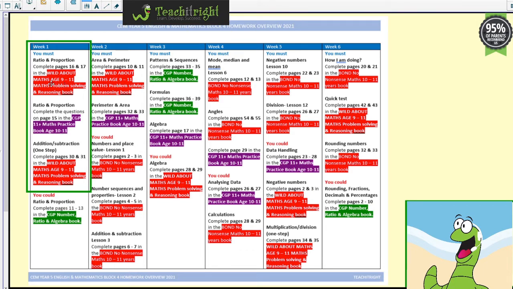Now, I'm probably going to do these in the order where I'll go through first off the ratio and proportion questions on 16 and 17, then, because it's in the same booklet, the Wild About Maths questions on pages 30 and 31, and then I'll go through this middle section here, which is the CGP book, again with more practice questions on ratio and proportion. So I'll do it in a slightly different order just so we're not changing between the two books.